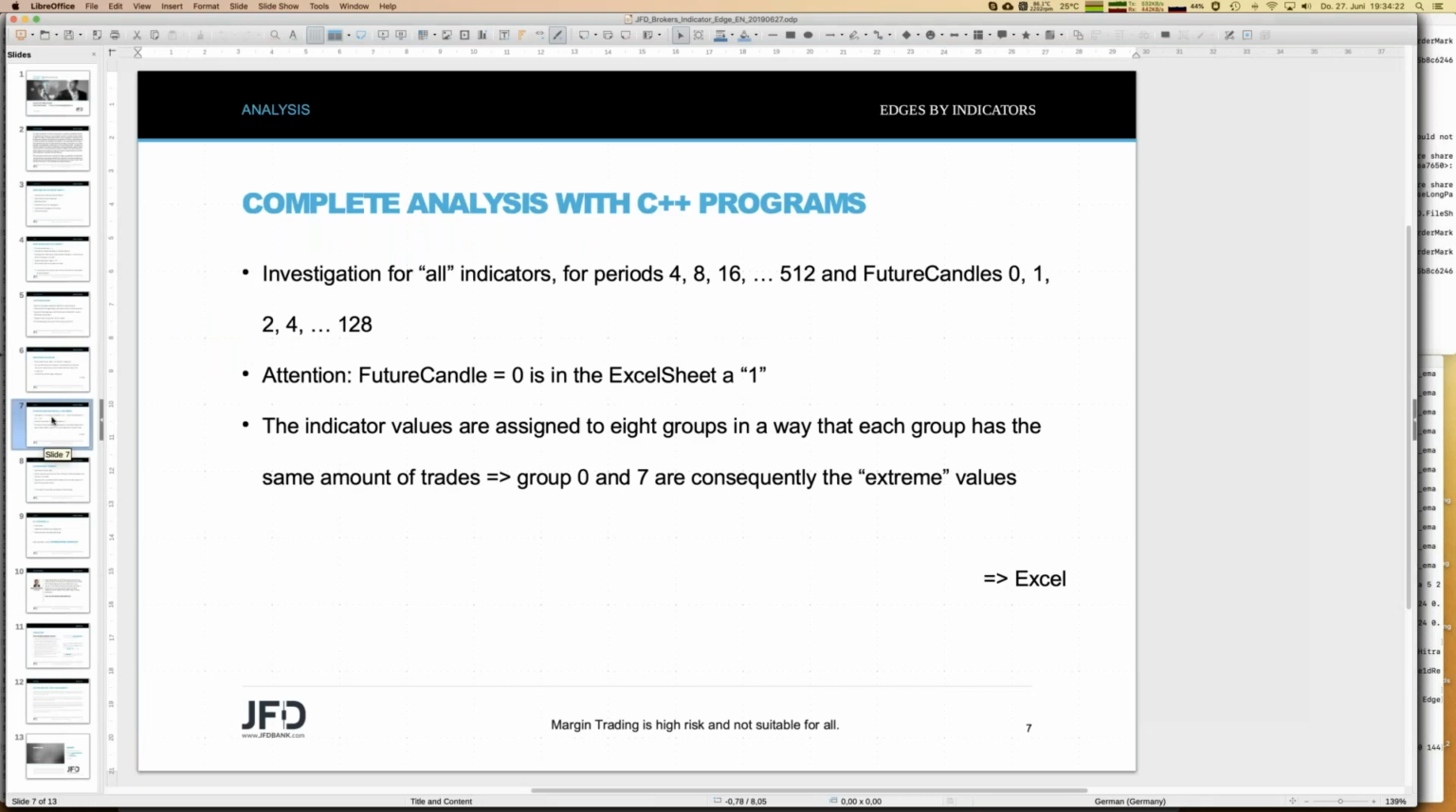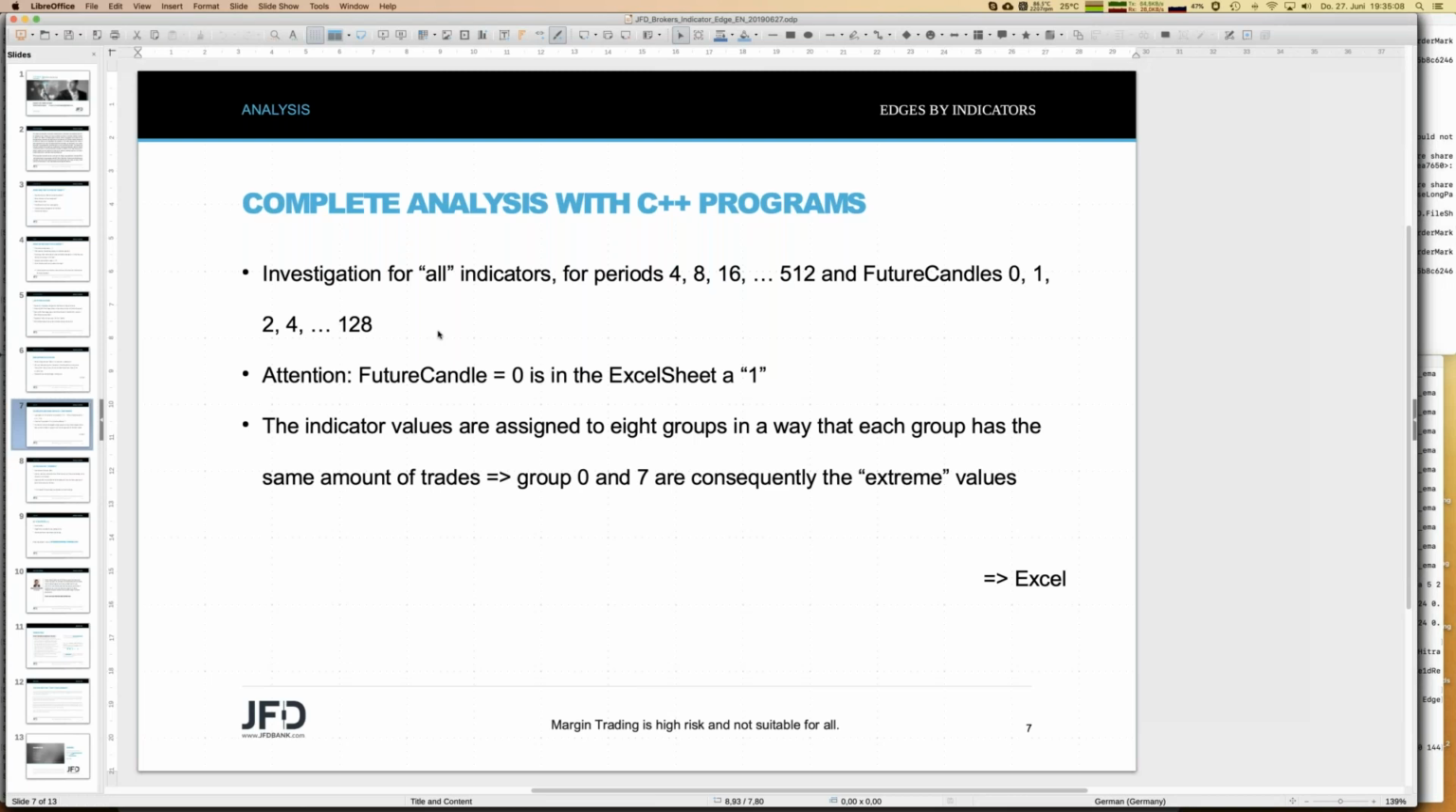What I have done for the complete analysis, okay, I have not done it with Excel because it would take too long time for doing everything for every symbol, and for really a couple of different periods of indicators and a couple of different future candles, so to say. So the time duration of such a potential trade. So what I've done is I investigated indicator periods starting at 4 ending at 512, always by doubling. And future candles, and now I have to apologize a little bit because now I'm starting with future candle 0, going up to 128.